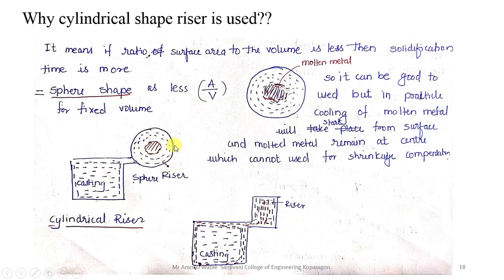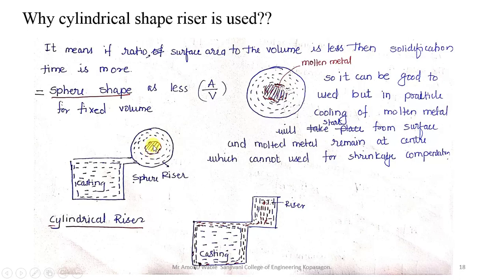Here you will find that as the surface area of your riser is more in contact with the surrounding sand, whatever heat is present in this volume, it will try to transfer to the surrounding. So it will get transferred equally, and the material present at the circumference of this sphere will solidify first. So it gets solidified, the whole circumference will get solidified, and the molten metal will be present at the center.